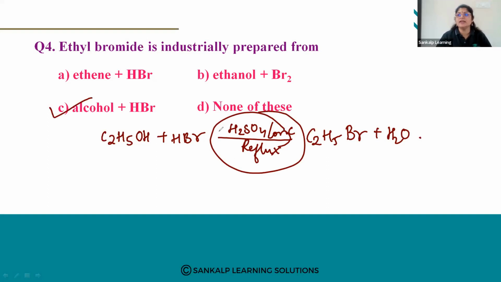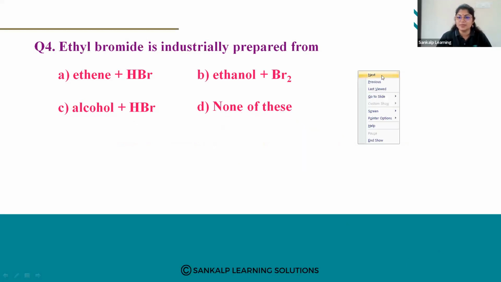So commercially, you can obtain it from alcohols. You can treat it with HBr and a little amount of concentrated H2SO4, that is acid. So it will provide protonation, it will undergo protonation, and you will obtain ethyl bromide. So industrially you can prepare it by this method.